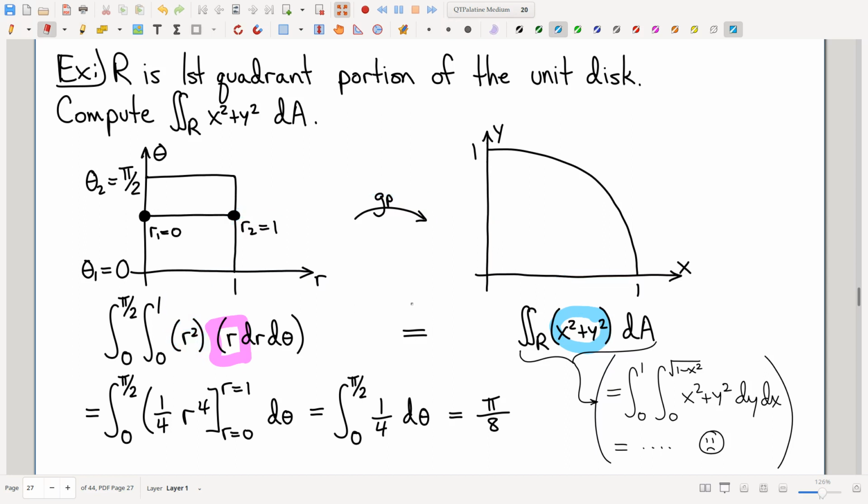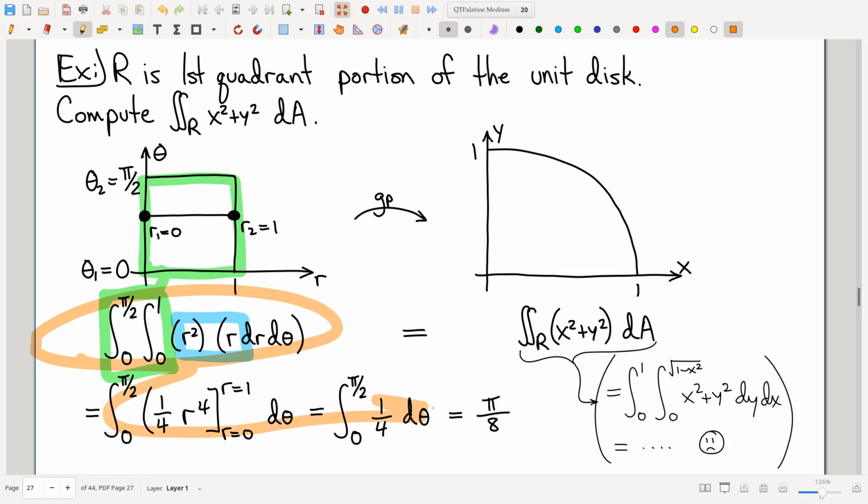We've done the pullback. Here's my new domain, as previously discussed. Here's my new integrand. Don't forget your stretching factor. Your stretching factor is part of your new integrand. So my new integrand there is just r cubed. My bounds are constants over a rectangle. Life is good, easy computation, and this is no sweat.